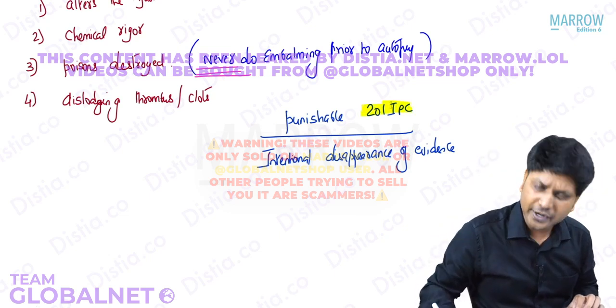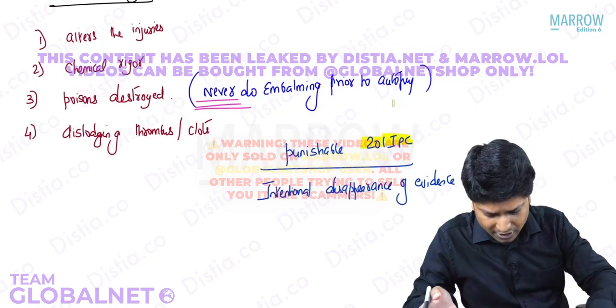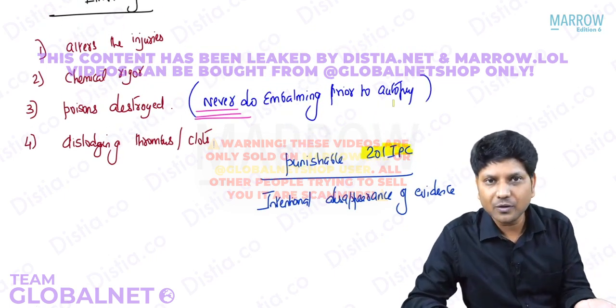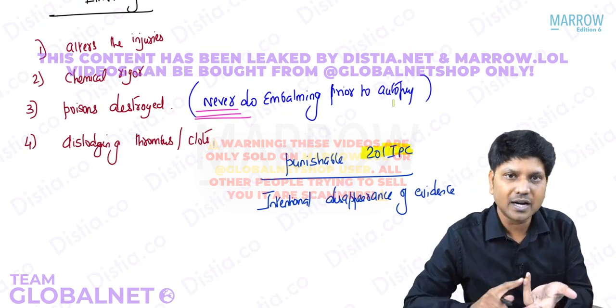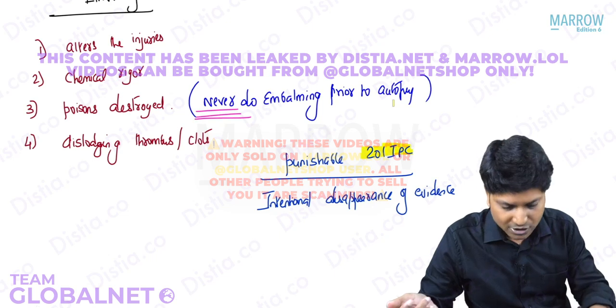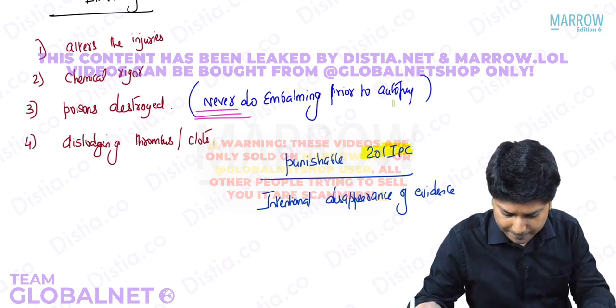This was one of your previous AIIMS exam questions. And you can easily see that these are all the disadvantages of doing embalming. Injury interpretation will be difficult, chemical stiffening will be there, poisons will be lost, and thrombus and clots will be dislodged. Fine. So this is embalming.